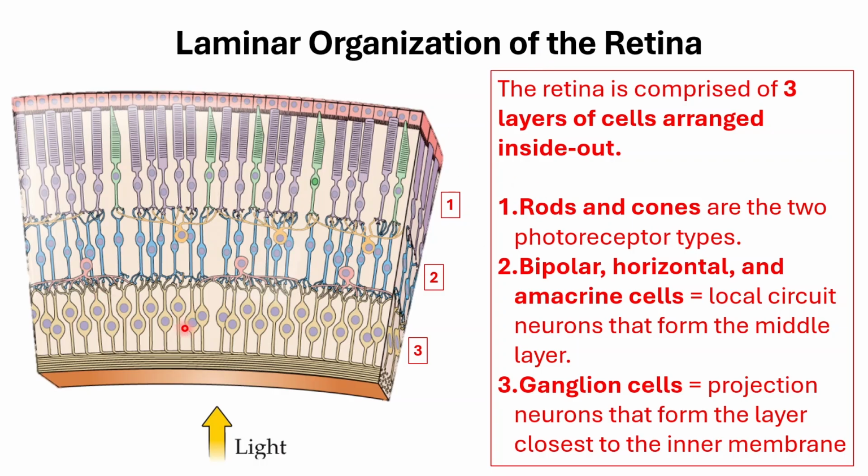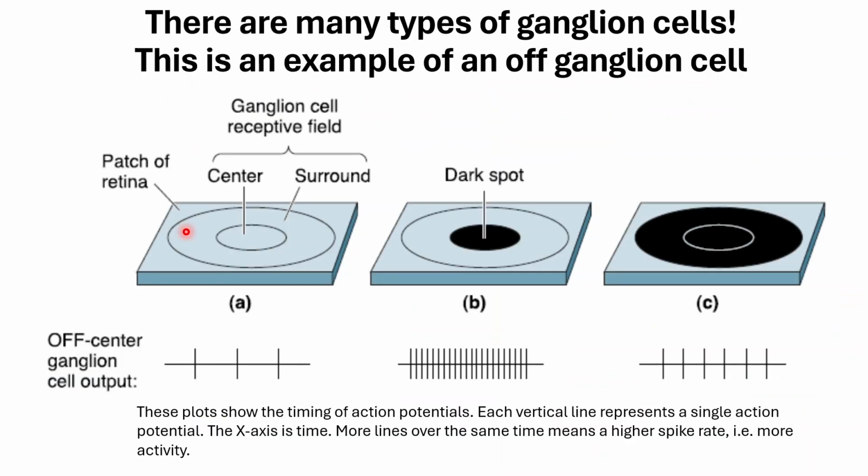So that laminar organization we've been talking about, we've got the ganglion cells on the outside, we've got the photoreceptor cell on the inside, and then we've got these bipolar cells and horizontal cells in the middle. Now, one thing about the way ganglion cells work is that they fall into many different categories. There's lots and lots of different ganglion cells. We're just going to talk about 2 of them, and these are 2 that are opposites that fall into the same kind of category.